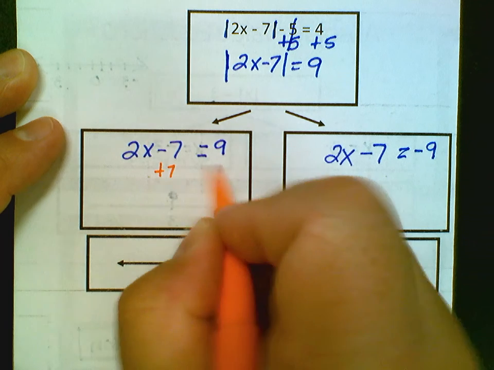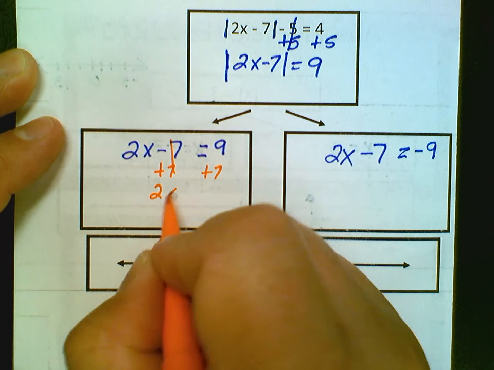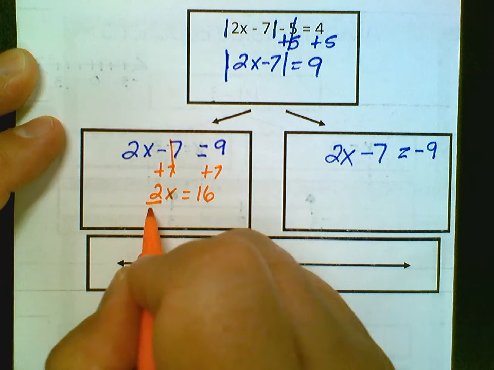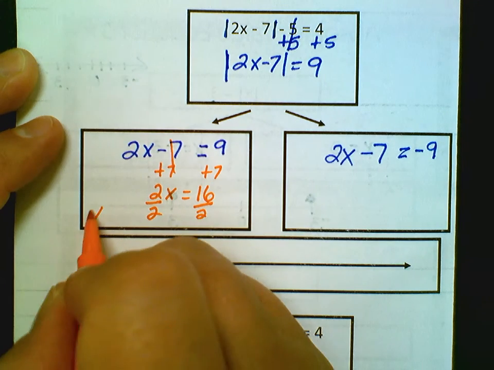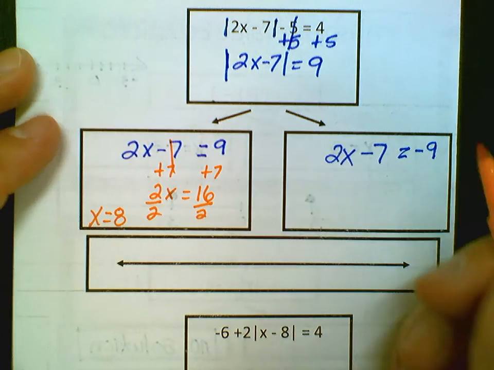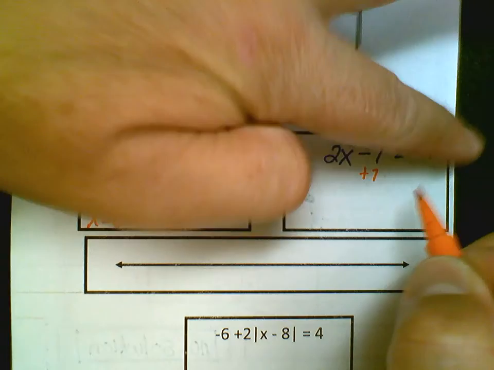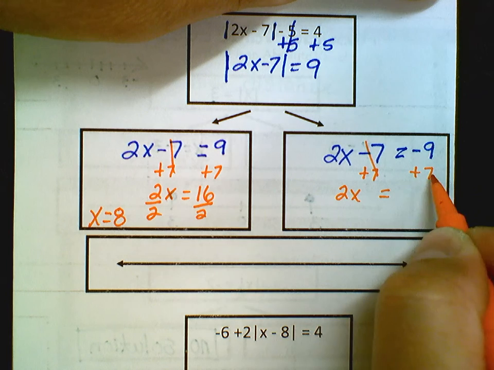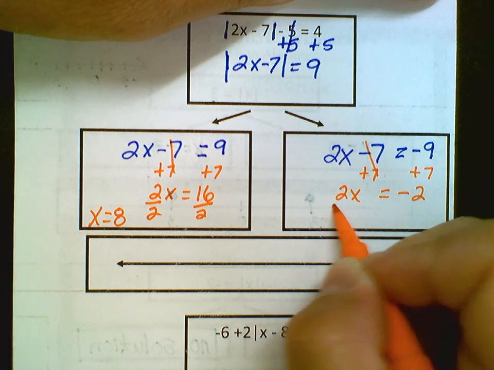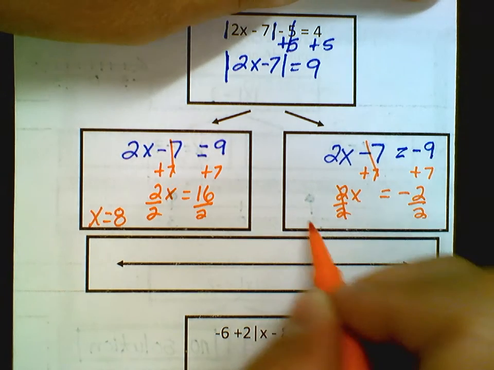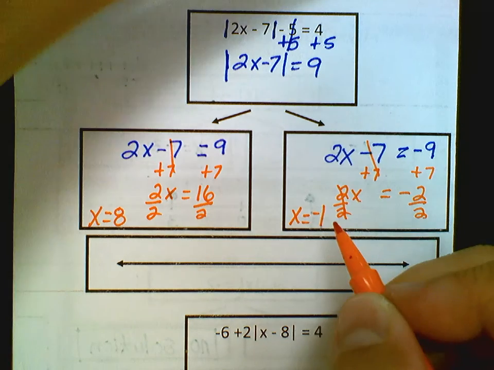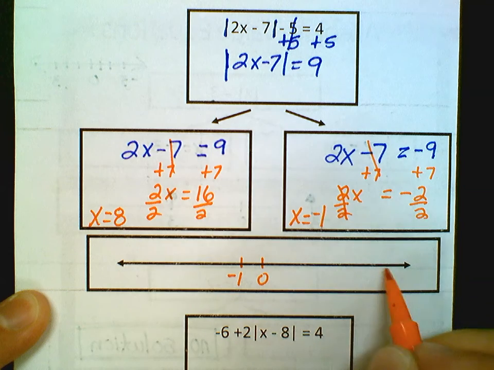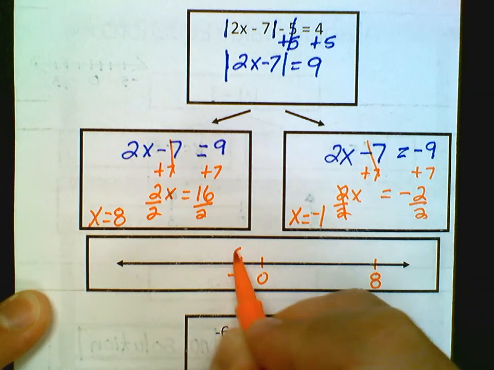So let's solve by adding 7. 9 plus 7 is 16, and divide by 2 to get x equals 8. Over here I'm adding 7. -9 plus 7 is -2. Divide by the 2 to get x equals -1. So we have x equals -1 and x equals 8.